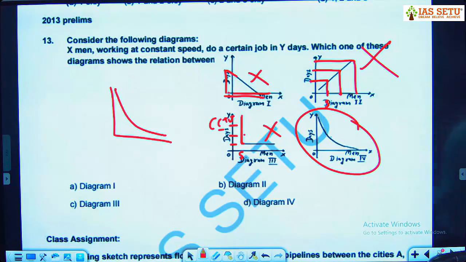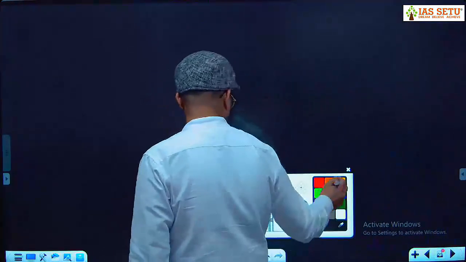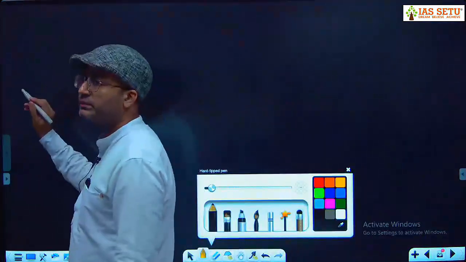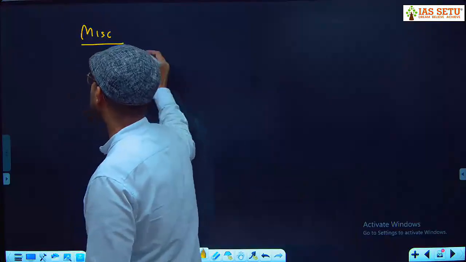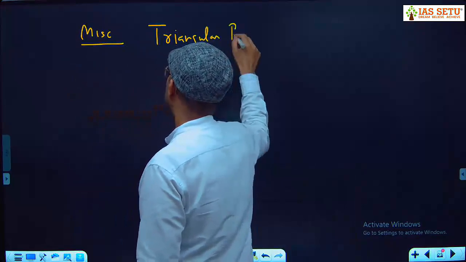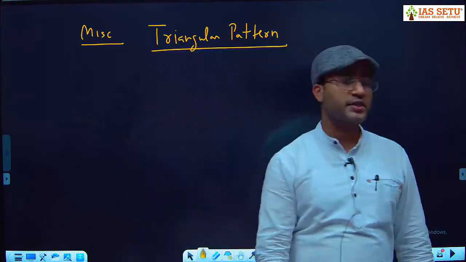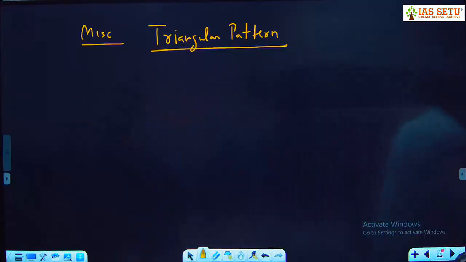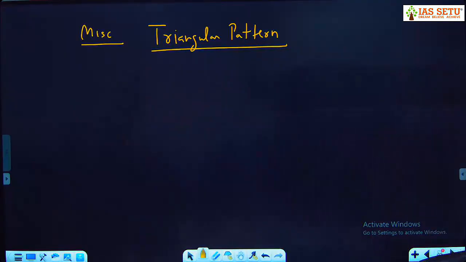Now here next is, I tell you next concept. Next concept here is, there is some miscellaneous thing in DI which is a triangular pattern. I tell you what is triangular pattern and what is the use of this triangular pattern. In our booklet, page number 30.